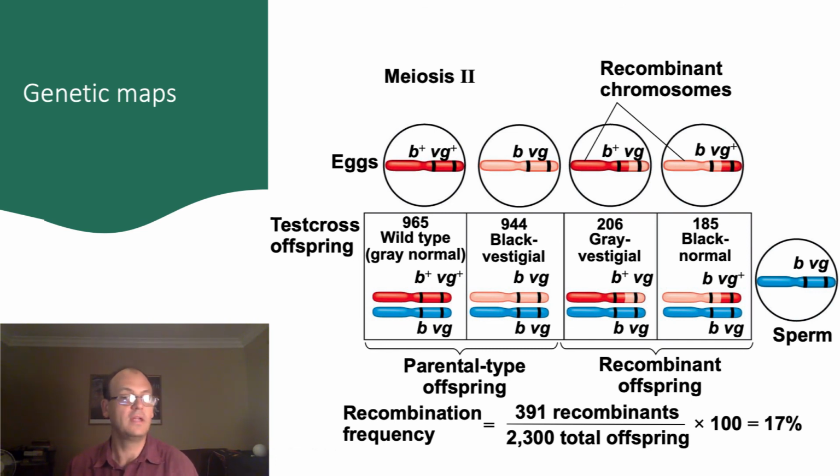Finally, we simply add up the number of recombinant types and divide by the total number of offspring that we've counted to get the recombination frequency. This is then the same as the number of map units. In this case, we get 17% recombination and 17 map units.